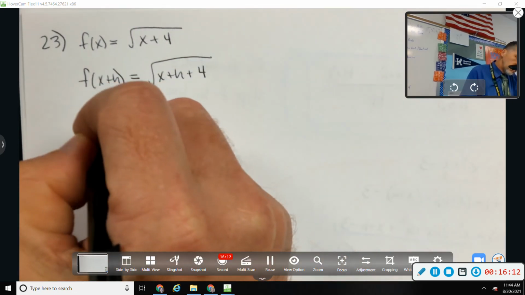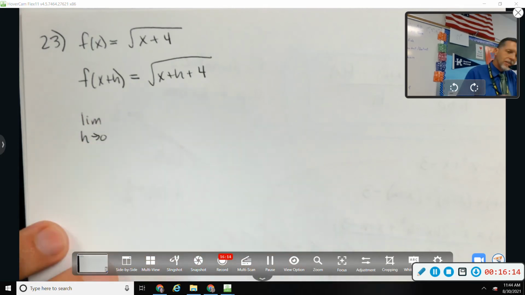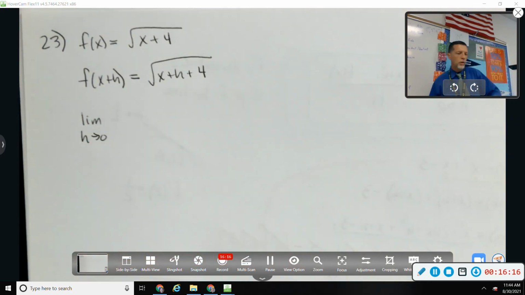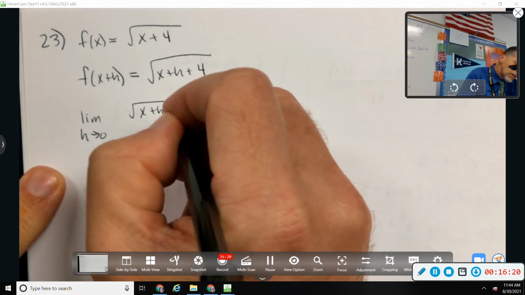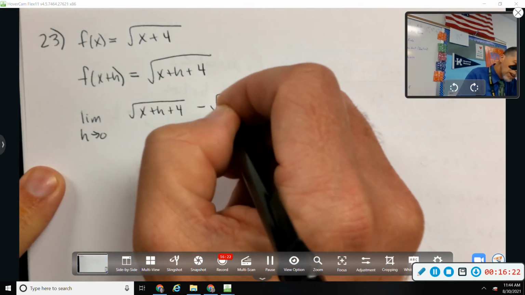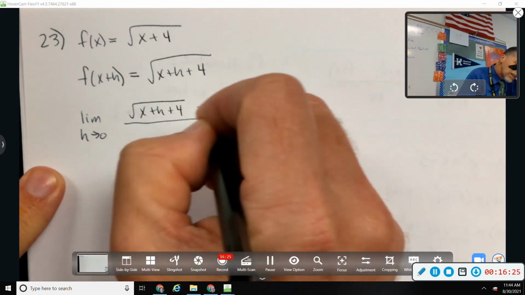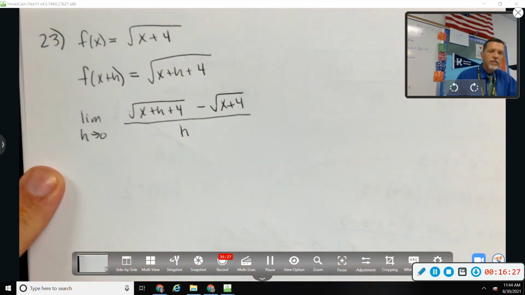So again, the calculus for all of these is the same. Limit as h approaches 0 of f of x plus h minus f of x all over h.